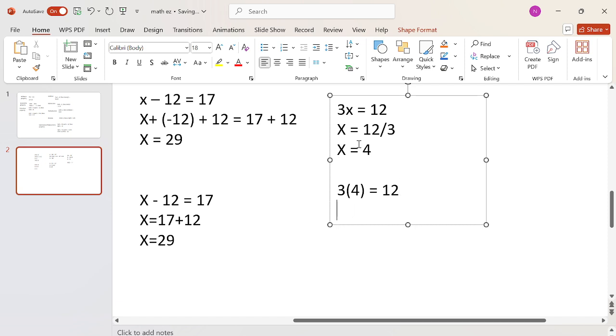So it would look like a reflexive property. Okay, that's it guys. Goodbye.